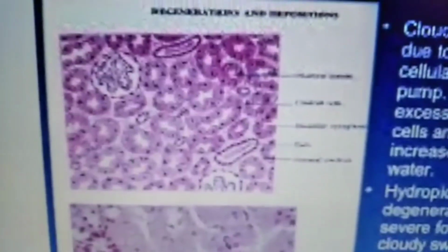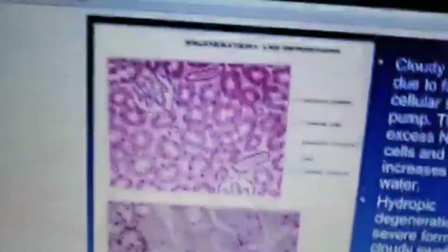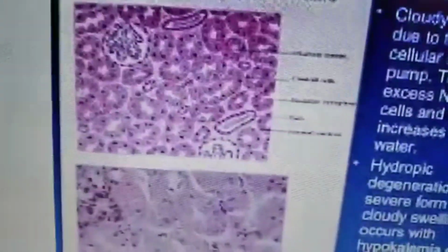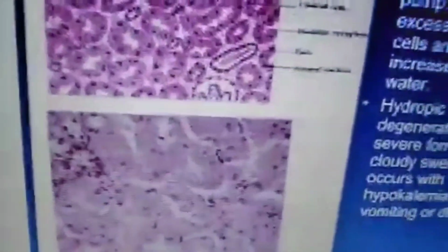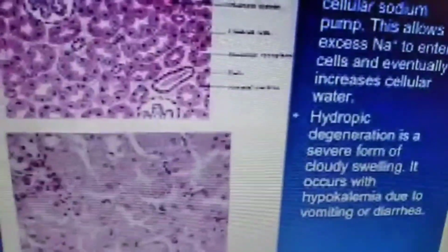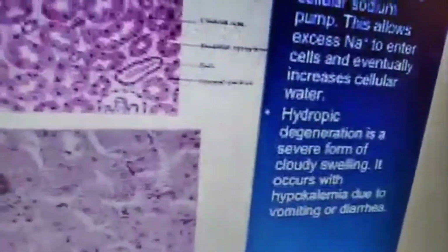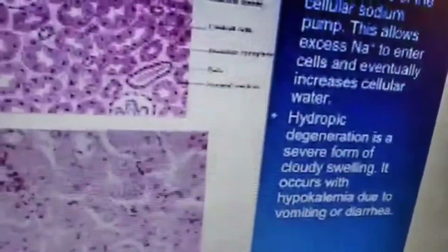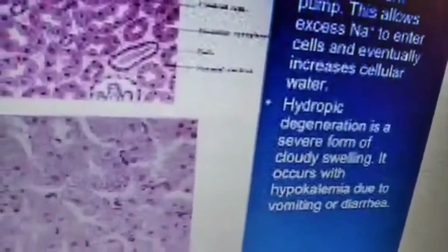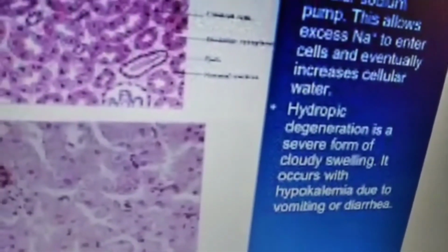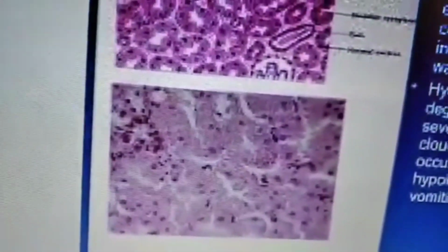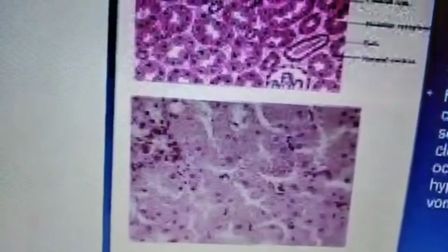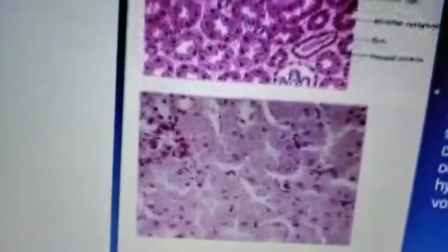And in this upper slide you will find the granules, while in the lower slide you will find excessive accumulation of vacuoles, because this lower slide represents the hydropic degeneration, a severe form of the cloudy swelling. It occurs with hypokalemia due to vomiting or diarrhea. There are certain clinical conditions when vomiting or diarrhea takes place. Under that condition, this type of degenerative process occurs in the particular organs.